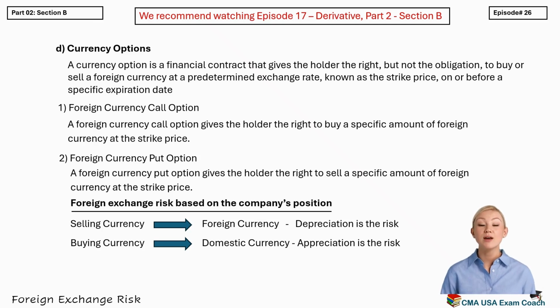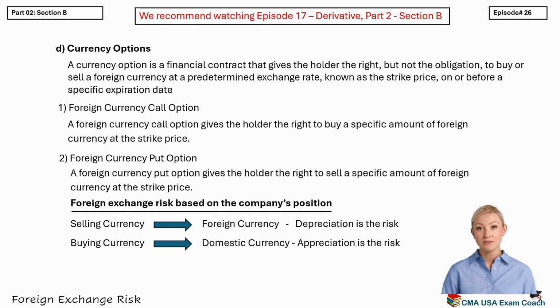Situation 1. The company is selling foreign currency. Imagine a company that operates in a foreign country. For example, an Indian company exporting goods to the United States. The company will receive US dollars in the future, but it needs to convert those dollars into Indian rupees, which is its domestic currency. Here, the company is essentially selling foreign currency. In this case, selling dollars to buy rupees.